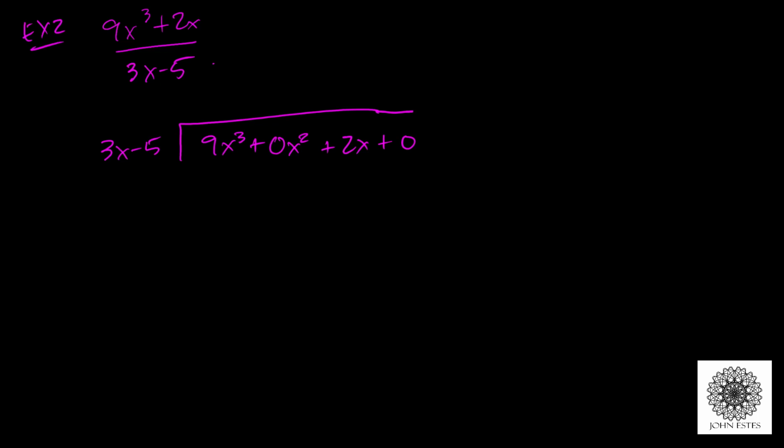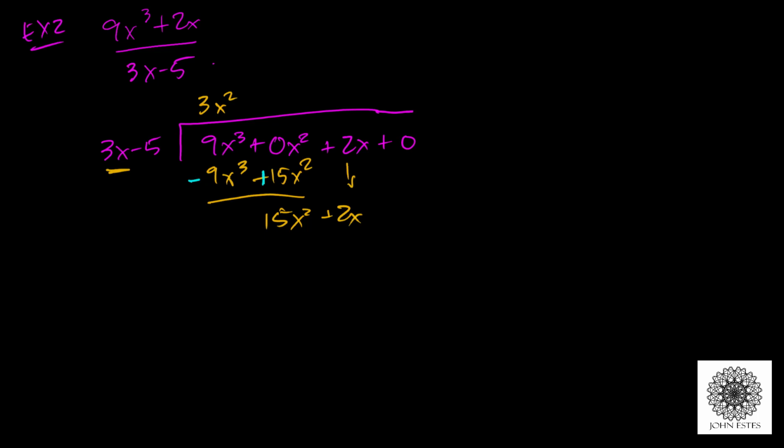Okay, now when I'm dividing, what do I need to do? First I need to think, what times 3x gives me 9x cubed? How about a 3x squared, right? 3x squared times 3x is 9x cubed. Good. So now when I distribute that 3x squared, I get 9x cubed minus 15x squared. And I'm going to subtract, so when I subtract, I want to change my signs, right? Okay, so now we subtract, we get 0x cubed, and we get 15x squared, and I'm going to bring down a 2x, and we're going to do this thing again.